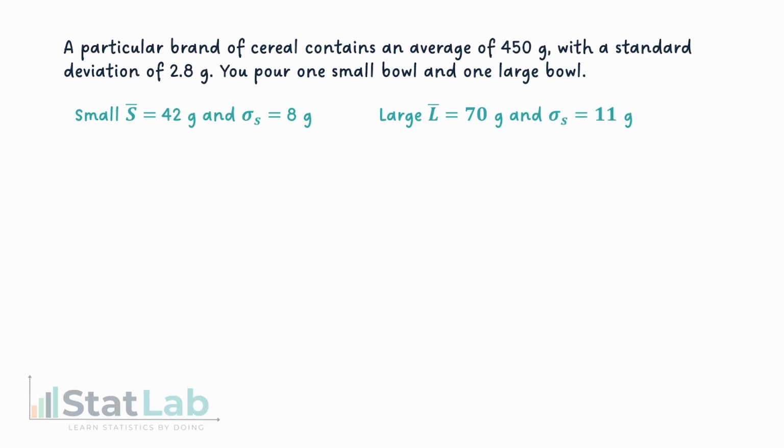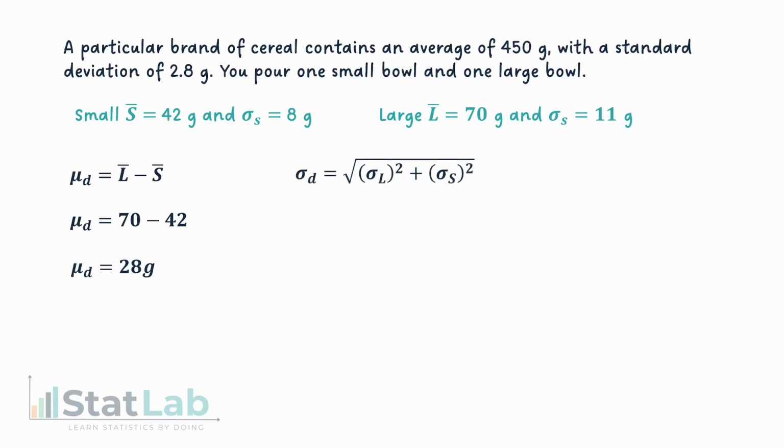So the first thing we're going to do is find our mean difference. We take the average from the large bowl and subtract the average from the small bowl, and that gives us 28 grams. So our mu d is 28 grams. Now for the standard deviation, we add both standard deviations squared together, and then we square root to get our final answer, which is 13.6 grams. So now we have our mean difference and our standard deviation of that difference.